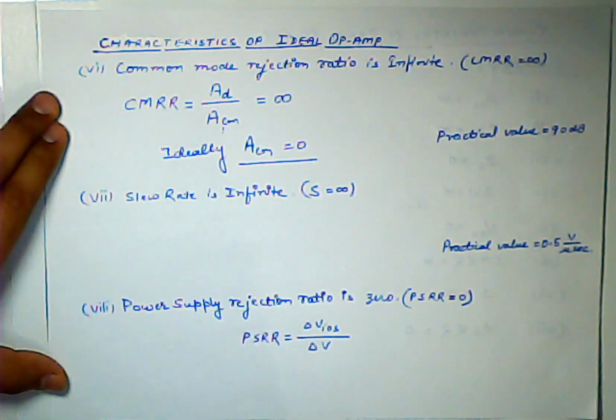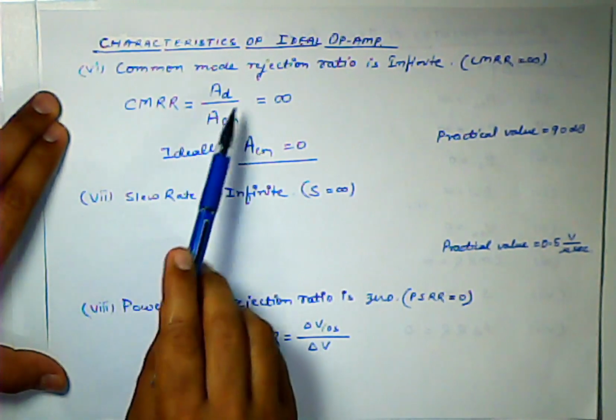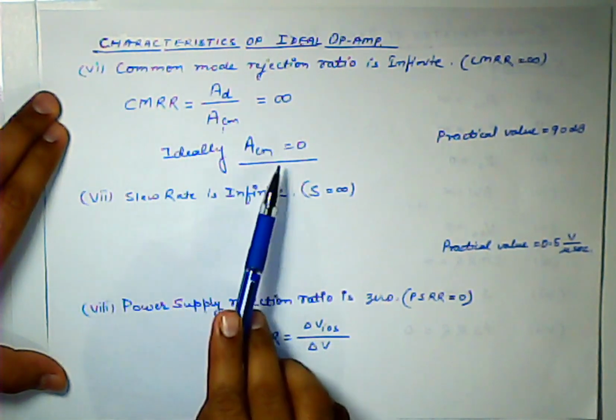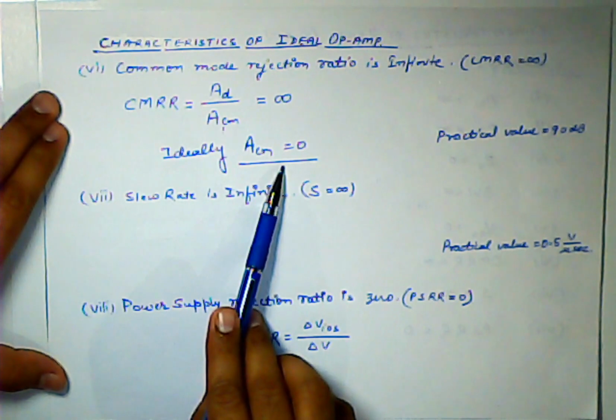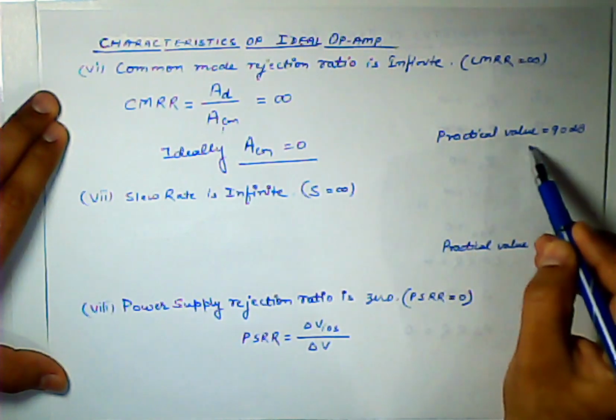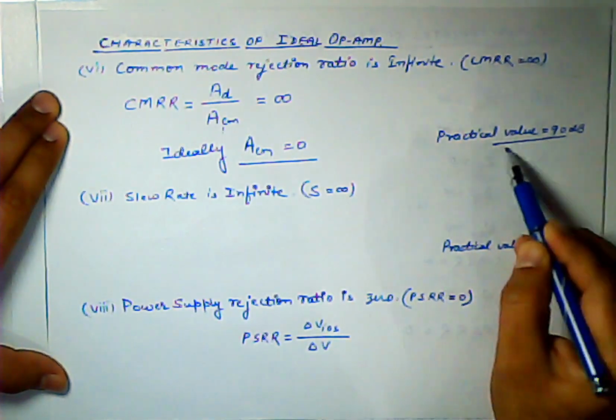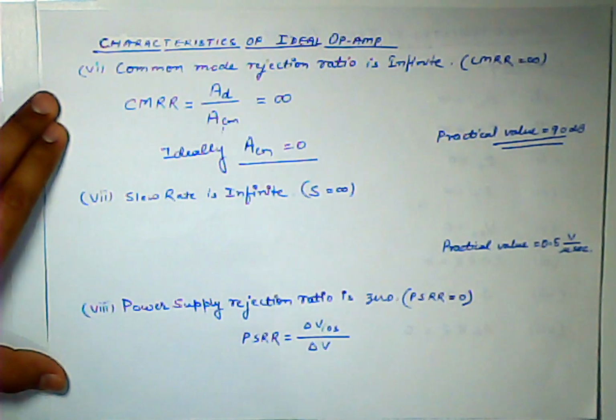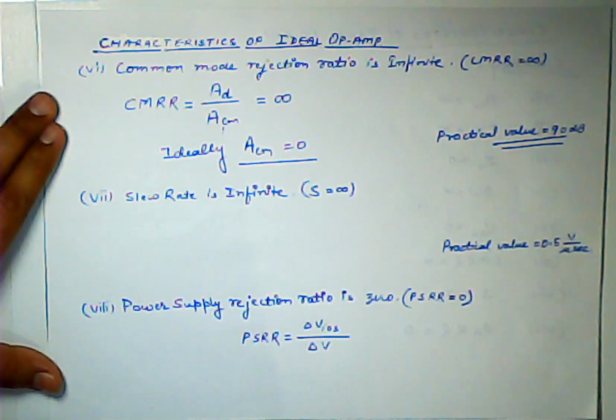CMRR decides the capability of the op-amp to reject the common mode signal. If this value is infinity, ideally the op-amp will not amplify any noise that appears at the input side. So this is CMRR and it should be infinite. Practically this value is around 90 decibel for an op-amp IC.